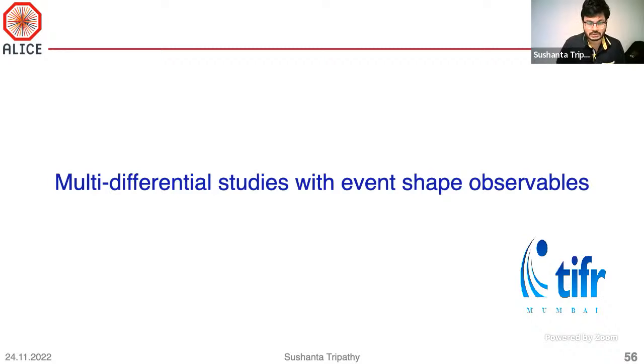So thanks to the enormous data collected during Run 2, and which is going to be collected in Run 3, a vast amount of data, this kind of multi-differential study is going to be very important in the coming days. So we have several measurements so far with the Run 2 data with multi-differential studies with event shape observables. When I'm talking about event shape observables, we already have a cut on the charged particle multiplicity. Then we are looking at different event shapes. So that's why it is called multi-differential.